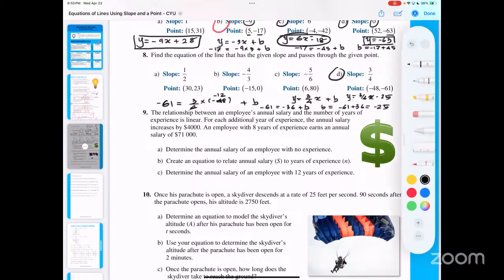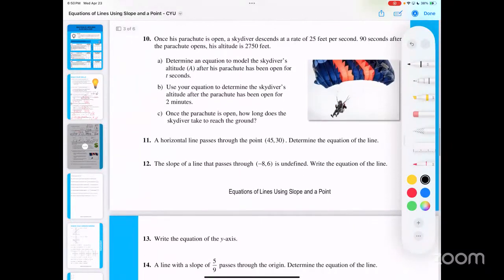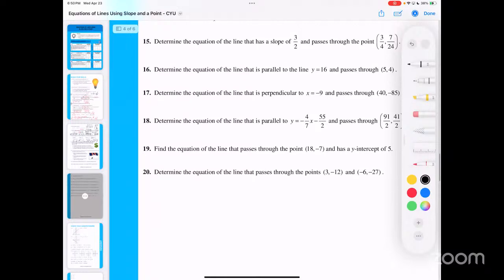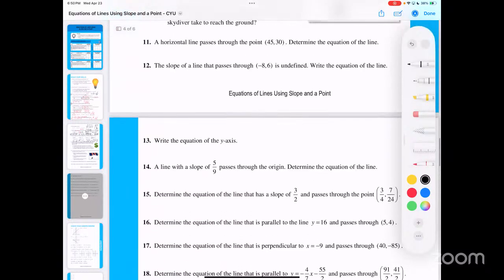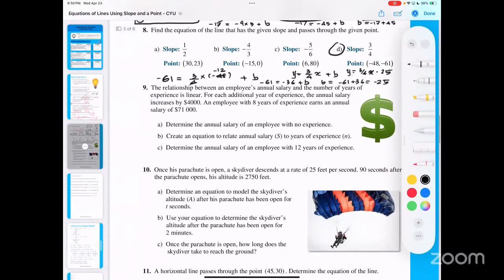All right. Now, let's go to some questions that are a little more difficult. There are times you should be able to do questions involving word problems. So we're going to see what the word problem is. The relationship between an employee's annual salary and the number of years of experience is linear. What does that mean? If you're making $10,000 and then the next year the salary goes up by $1,000, the following year is also going up by $1,000.